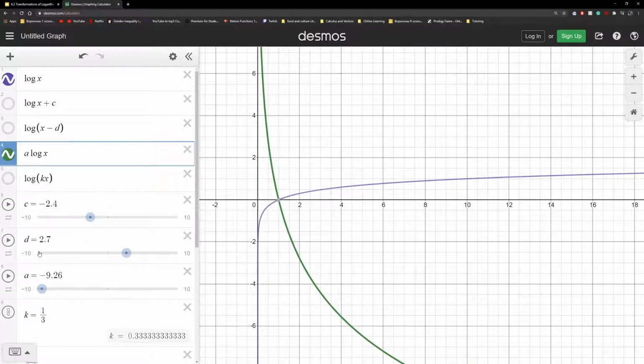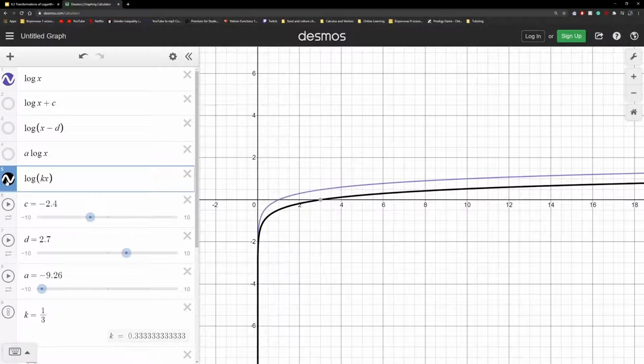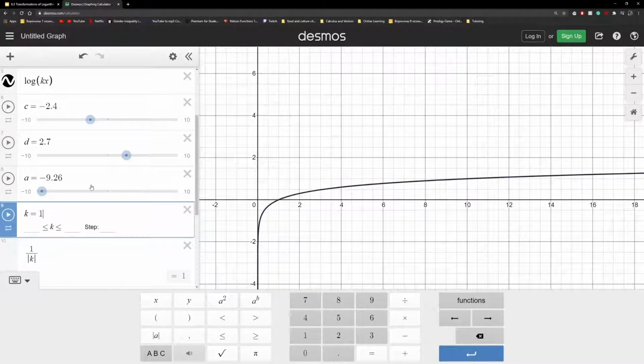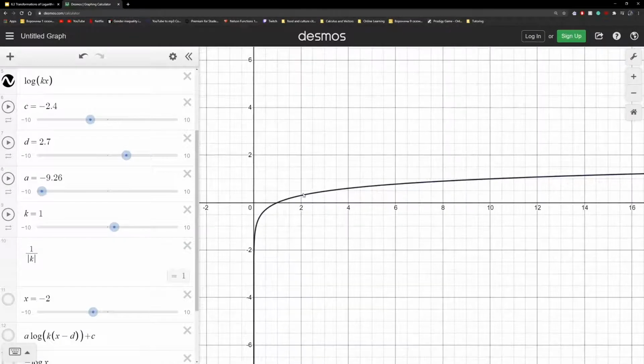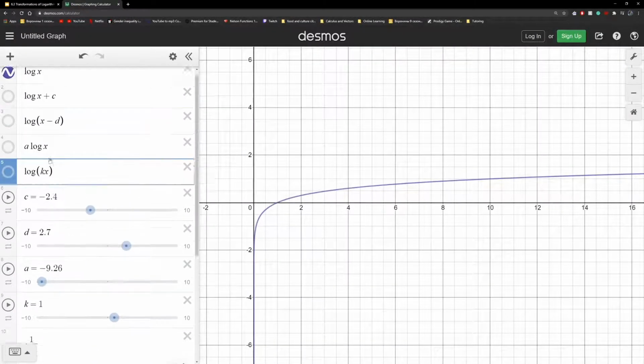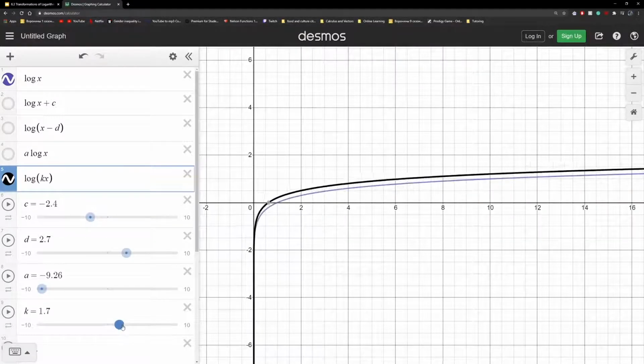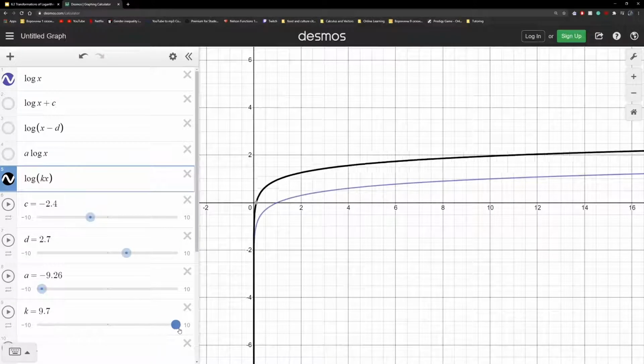Lastly, we're dealing with our k value. Our k is responsible for any horizontal stretches or compressions we may have. If it's 1, we don't have a change. It looks identical to our first graph of log of x. If it is greater than 1, it is horizontally compressed.